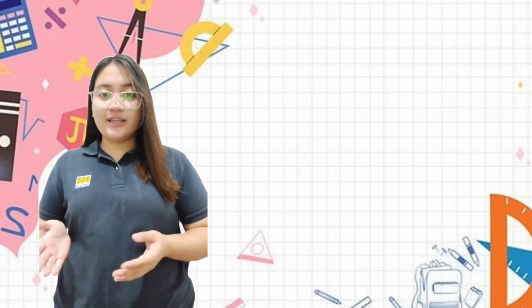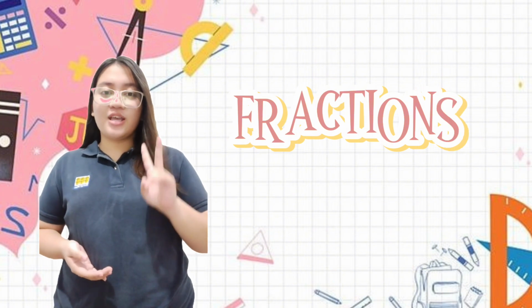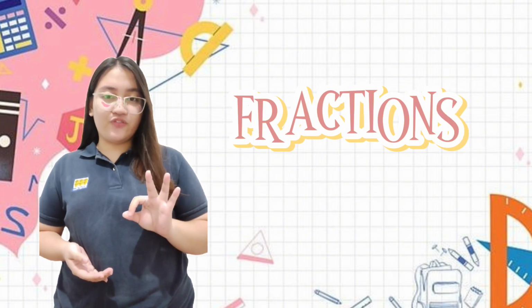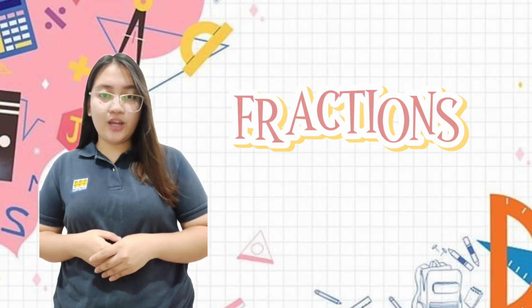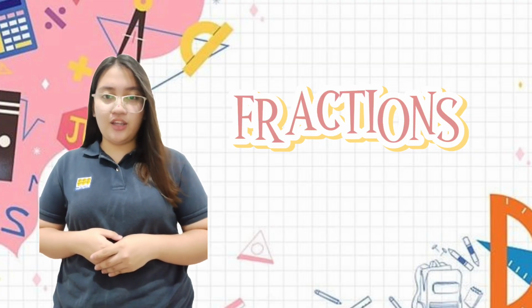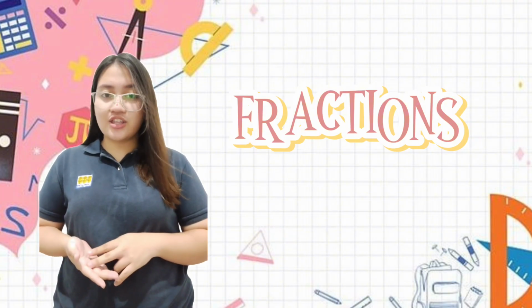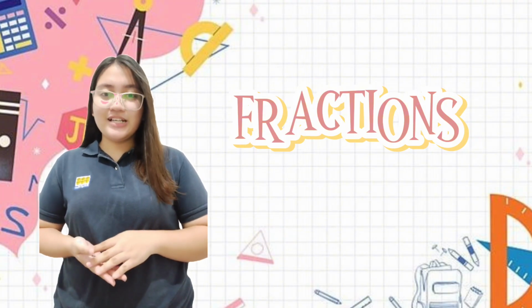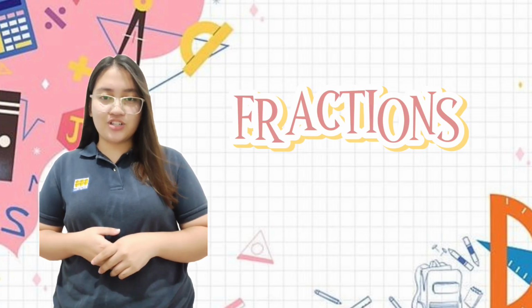Last time, we tackled different types of fractions: the proper fractions, improper fractions, and the mixed fractions. We said that proper fractions have a numerator smaller than the denominator. The improper fraction has a numerator larger than its denominator, and the mixed fraction is a combination of a whole number and a proper fraction.